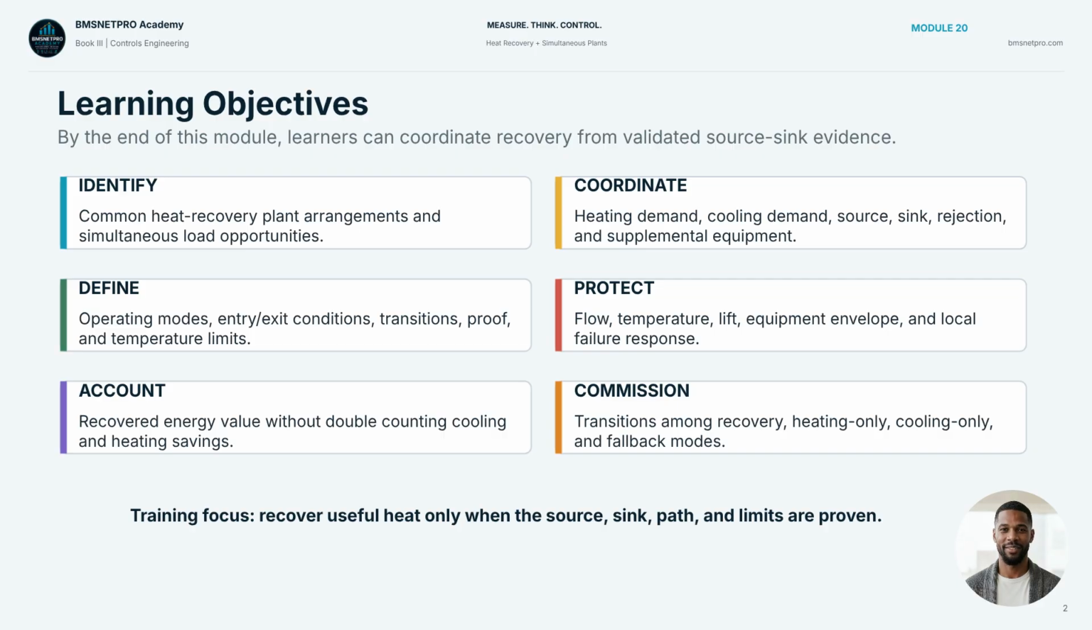The objectives are practical. You will identify common heat recovery plant arrangements and simultaneous heating and cooling opportunities. You will coordinate heating demand, cooling demand, the usable source, the usable sink, the rejection path, and supplemental capacity. You will define operating modes and transitions, protect equipment limits, account for recovered energy without double counting, and commission recovery, heating only, cooling only, and fallback modes.